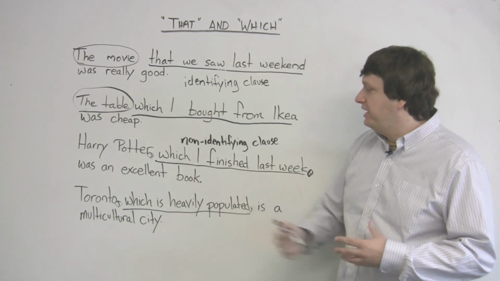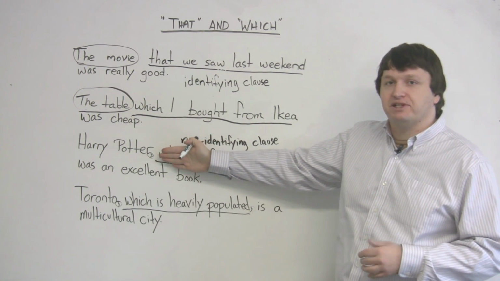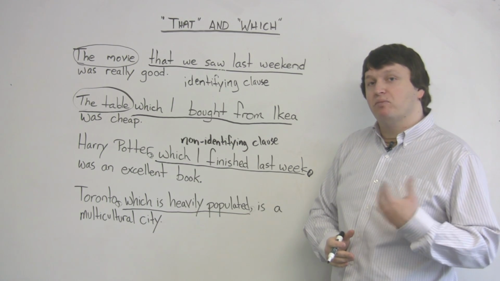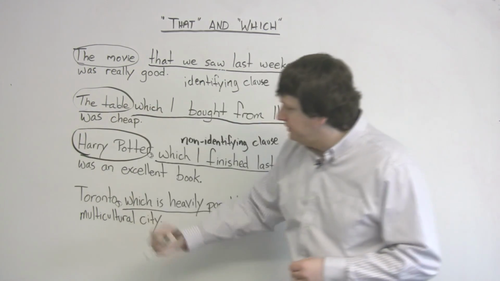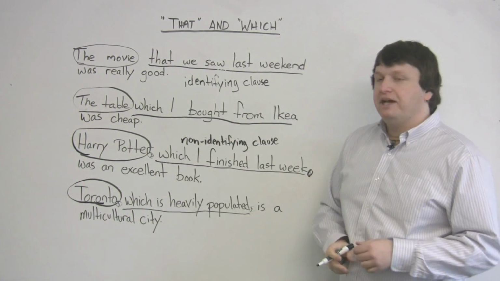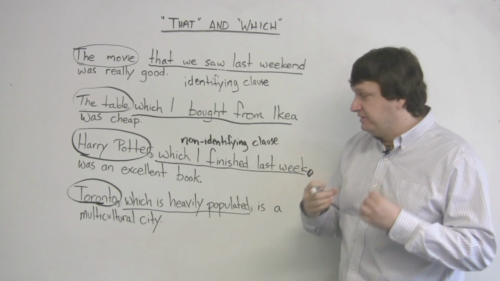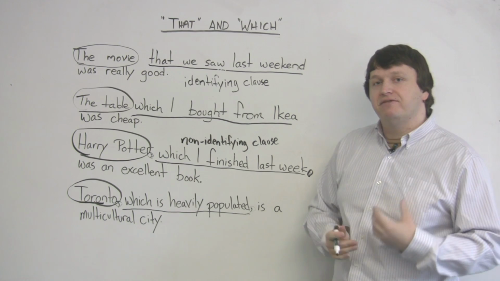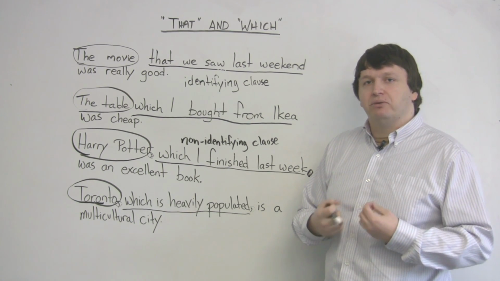Okay, so imagine this sentence here, Harry Potter, which I finished last week, was an excellent book. Do you lose any meaning if you keep the sentence, Harry Potter was an excellent book? Not really. So what a non-identifying clause does is give you more information, extra information about a subject. So your subject here is Harry Potter. Your subject here, Toronto, which is heavily populated, is a multicultural city. You don't really lose any meaning if you take out the non-identifying clause. So Harry Potter was an excellent book. You still understand my meaning exactly. Toronto is a multicultural city. You understand my meaning. What I'm doing here in the non-identifying clause is giving extra information, non-essential, not necessary information, but it is information that can give you a little bit of a richer meaning to a sentence.